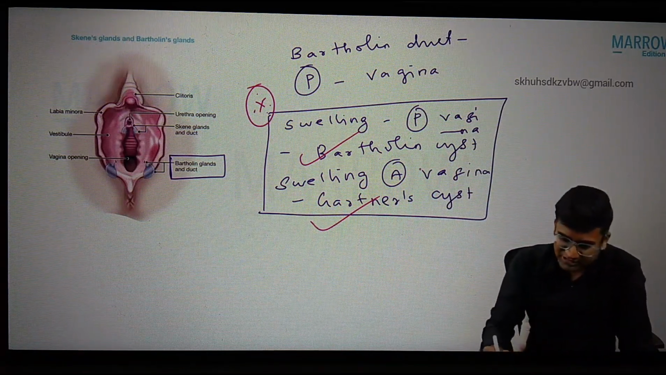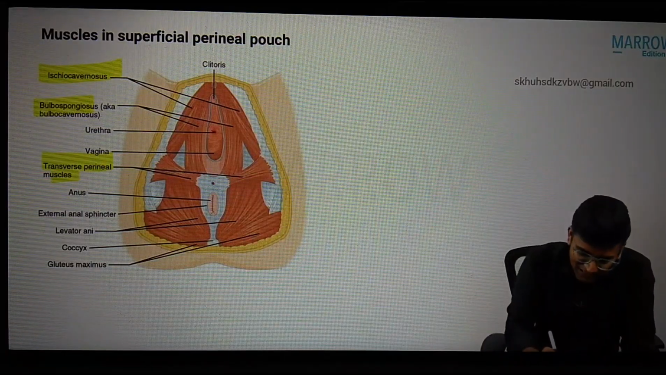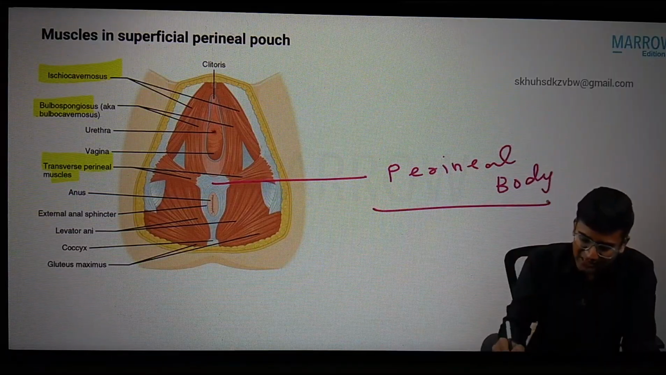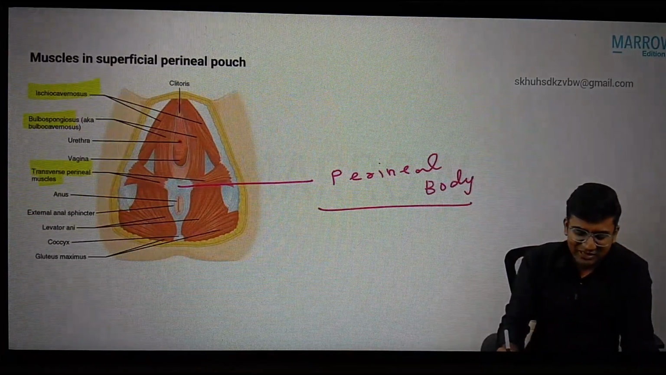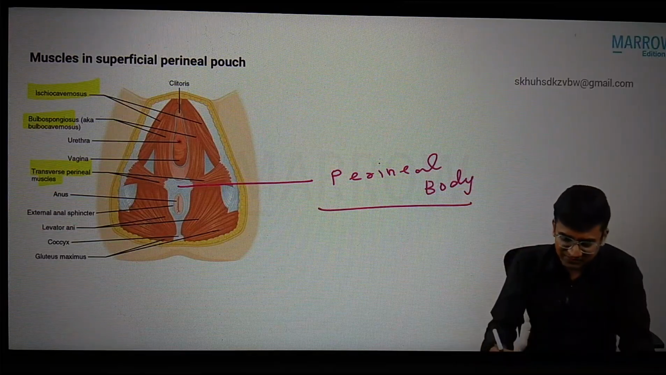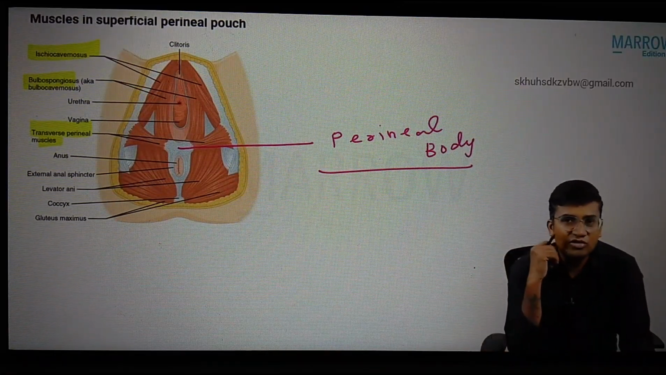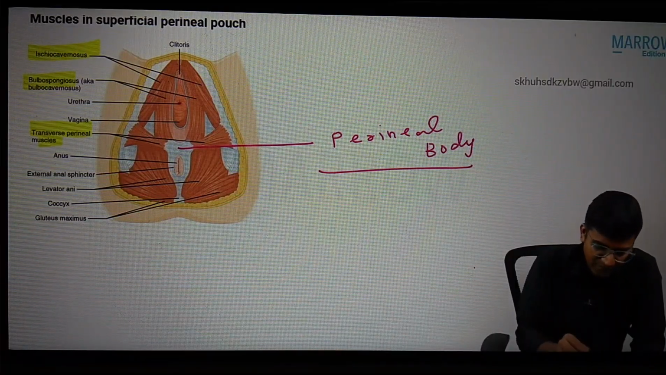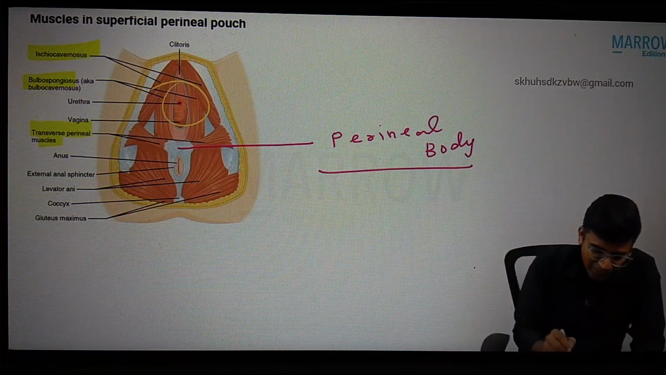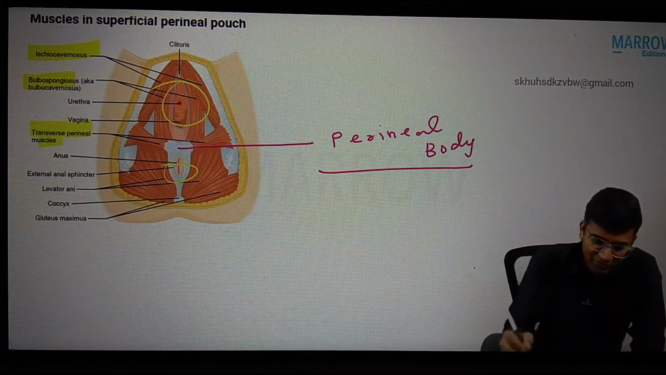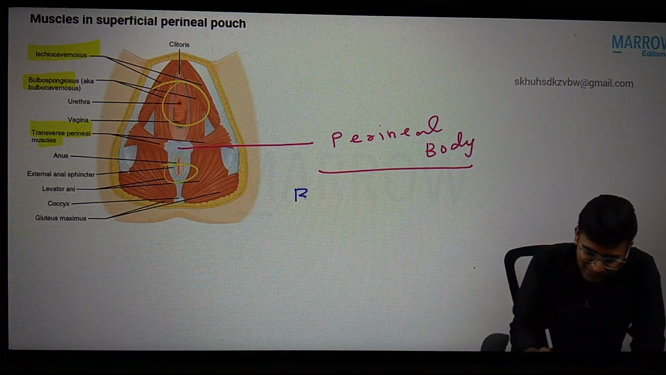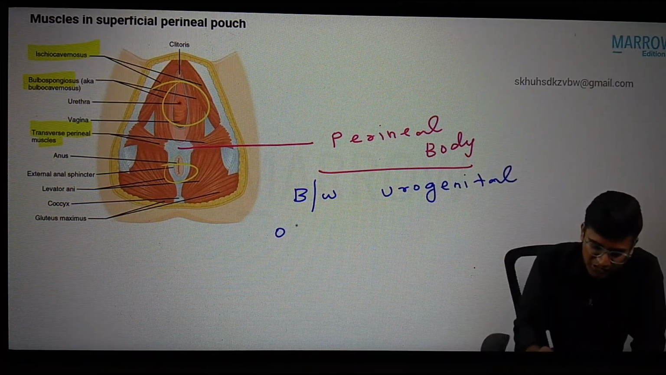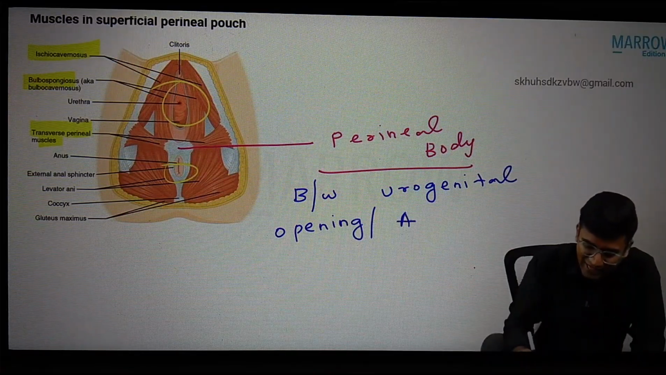Now next one, we're going to see one important structure, perineal body. Now what is perineal body? See, perineal body is a fibromuscular structure that is the meeting point of all the perineal muscles. Perineal body is present between the urogenital opening and the anal opening. So please write, which is present between urogenital opening and the anal opening.